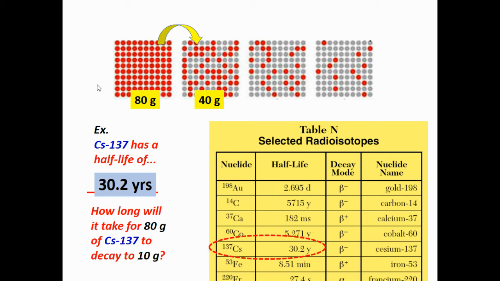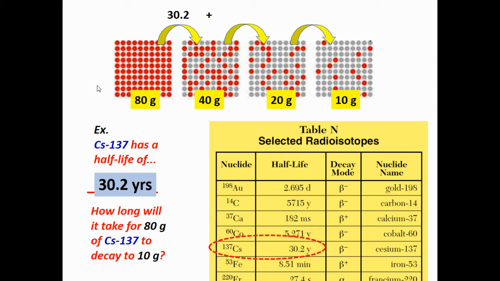Okay, 80 grams will become 40 grams after one half-life. 40 grams will become 20 grams after another half-life. 20 grams will become 10 grams after another half-life. And each half-life for this isotope is 30.2 years.